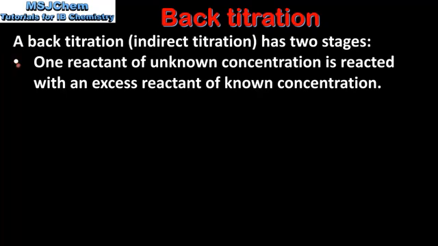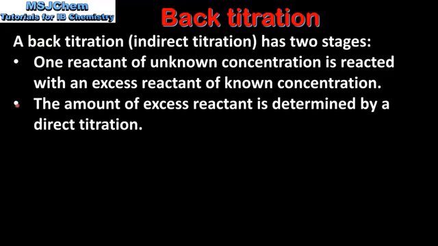In the first stage, one reactant of unknown concentration is reacted with an excess reactant of known concentration. In the second stage, the amount of excess reactant is determined by a direct titration.